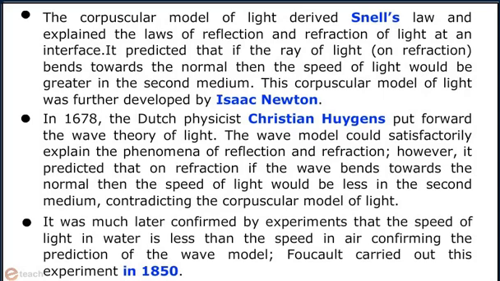It was much later confirmed by experiments that the speed of light in water is less than the speed in air, confirming the prediction of the wave model. Foucault carried out this experiment in the 1850s.